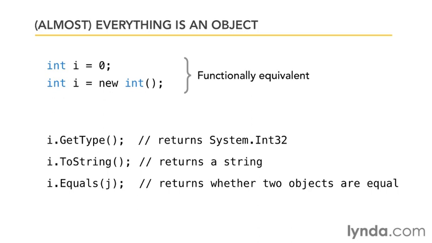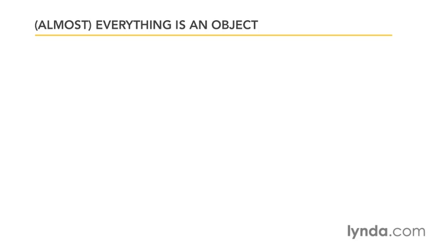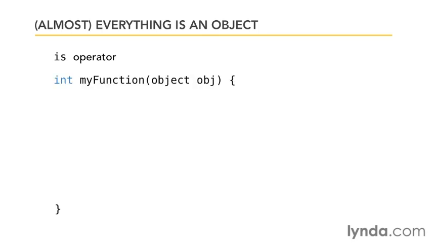Let's take a look at an example. Let's return to our old friend, the is operator. Now, I briefly talked about the is operator earlier on in the course, but now let's take a look at how you might use it. Suppose I had a function that took an object as an argument. And again, remember here that that word object is really an alias. It's a shorthand way of saying system.object. So here I have a function that's taking an object as an argument, and it returns an integer data type.